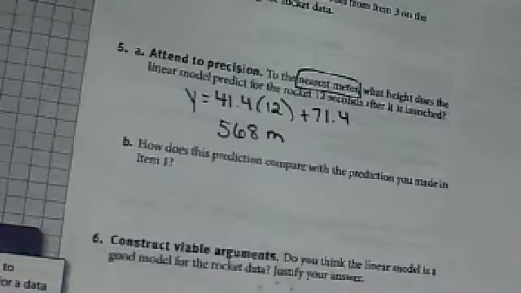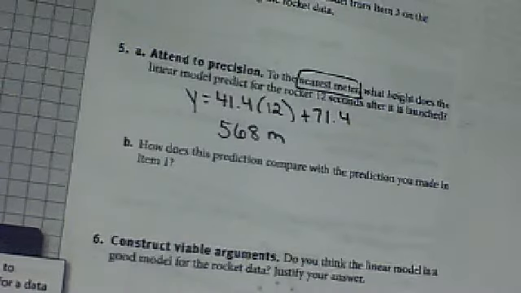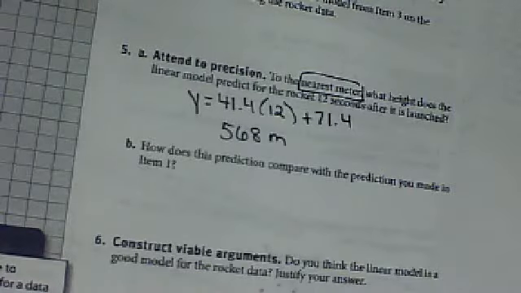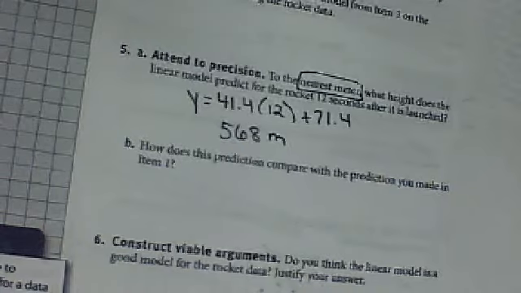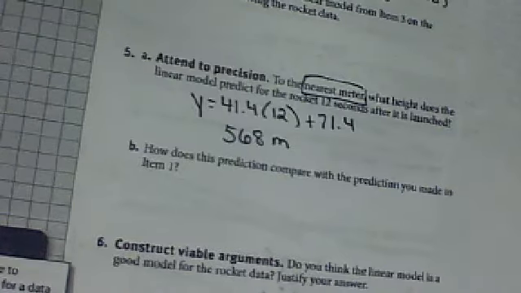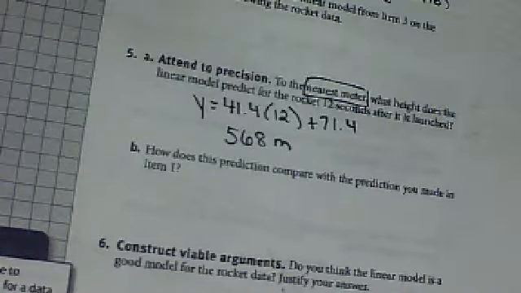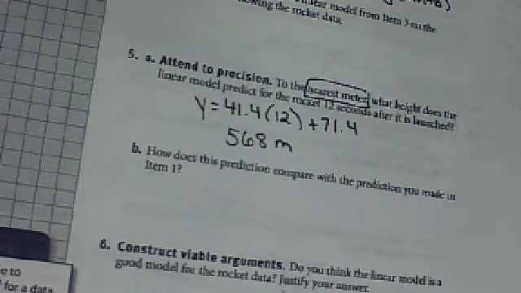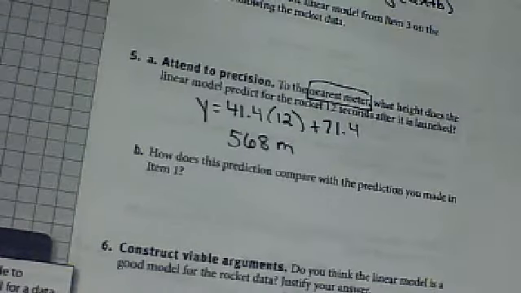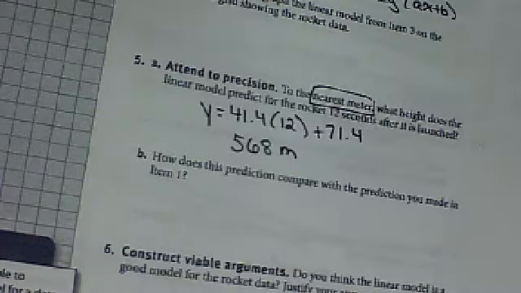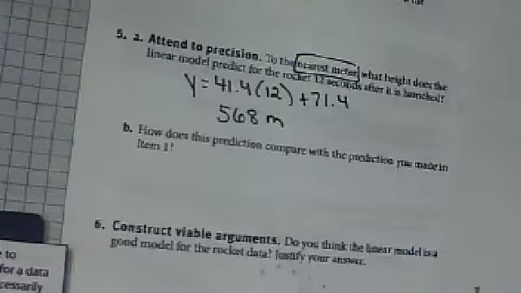Does this compare to the prediction you made? Does this make sense that the rocket is going to keep going up and up and up? I hope you say no, because a linear model just really isn't good. The rocket is going to start coming back down because of gravity. So let's try a quadratic model.